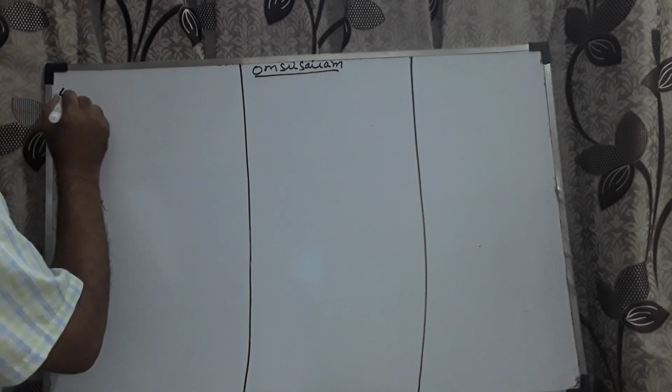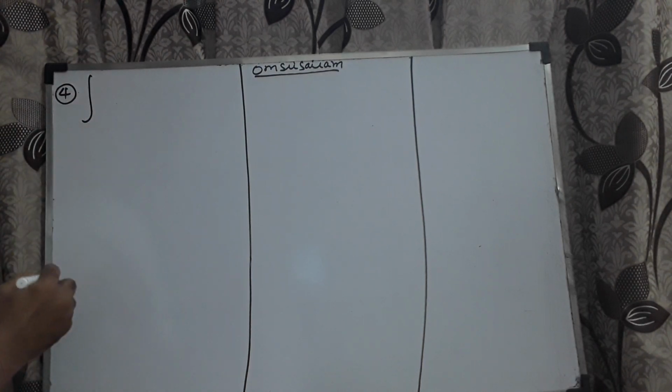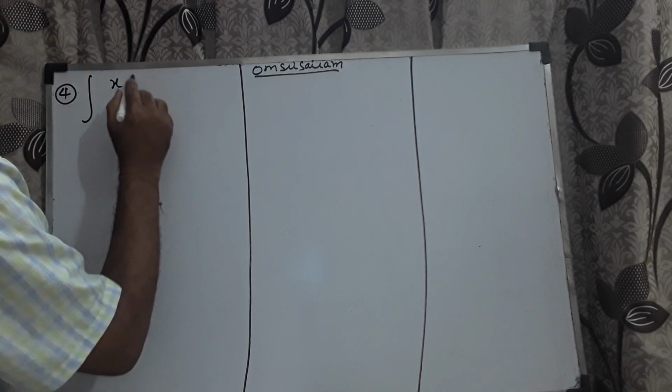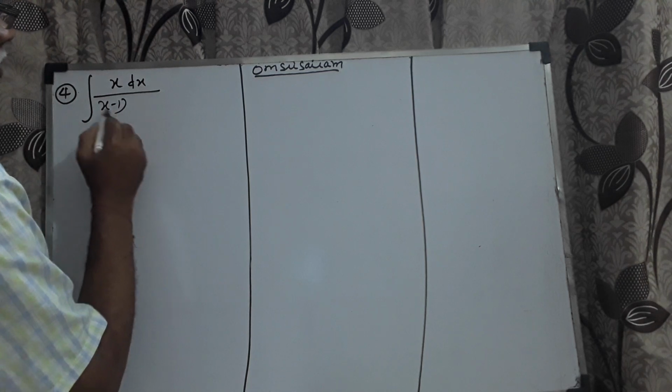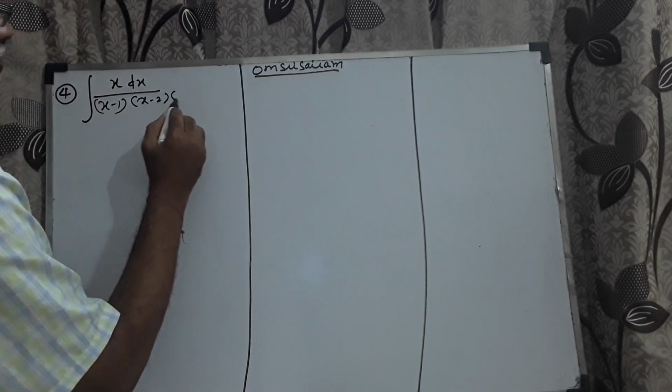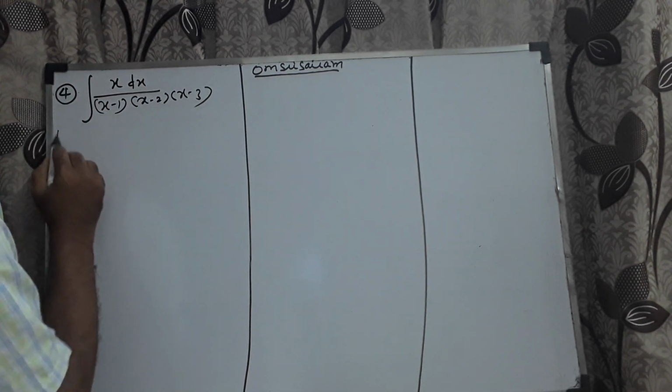In this particular presentation, we will continue with the remaining problems on exercise 7.5 on integration from the NCERT textbook. The fourth sum meant for today, from the textbook, goes like this: integral of x dx divided by (x minus 1) into (x minus 2) into (x minus 3).